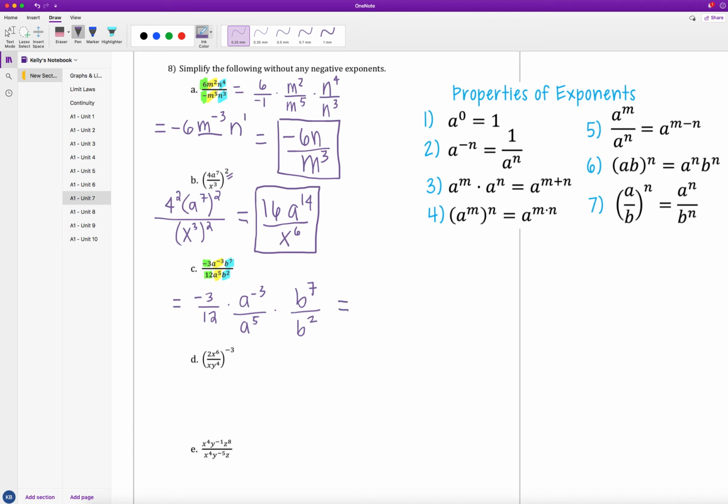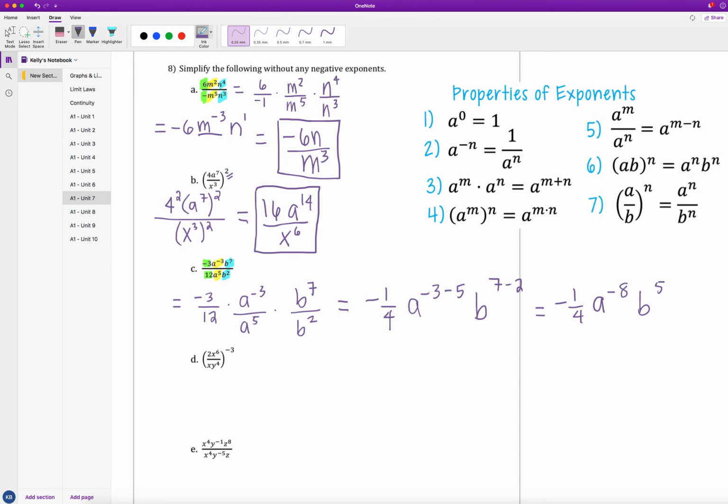Okay, let's look at the coefficients. So negative 3 divided by 12 would give me a negative 1/4. When I have powers divided by the same base, so the same base on both the numerator and the denominator, I will subtract those exponents. So I'll get a to the negative 3 minus 5. I'll do the same thing with the b's, and we'll get b to the 7 minus 2. So I'll end up with negative 1/4. We'll have a to the negative 8th and b to the positive 5.